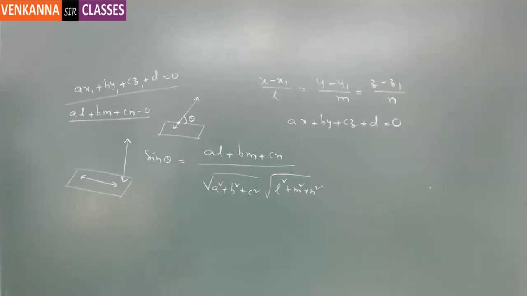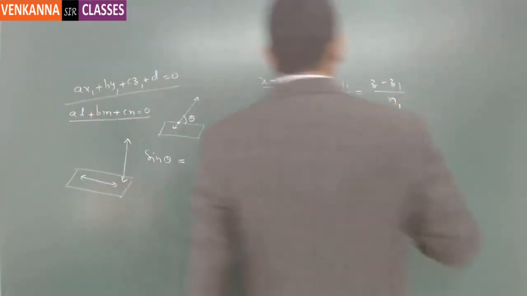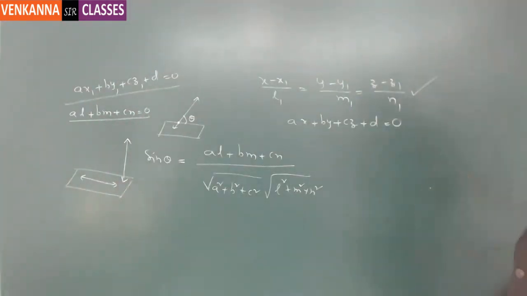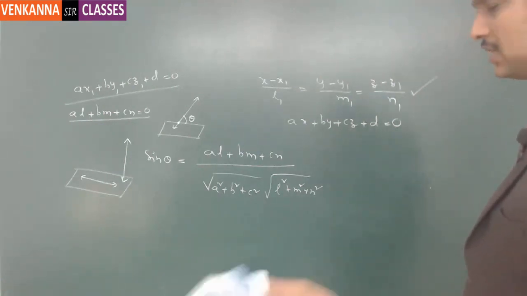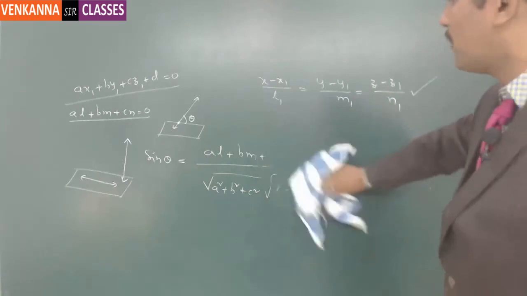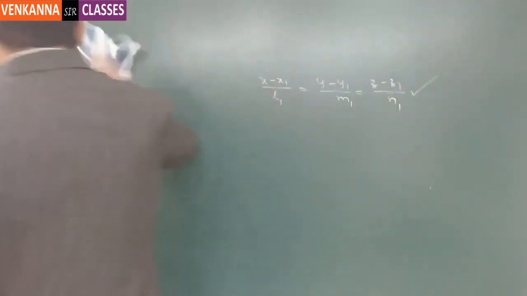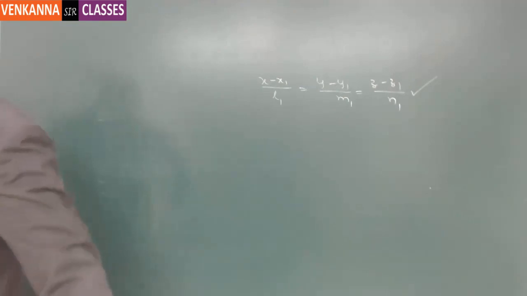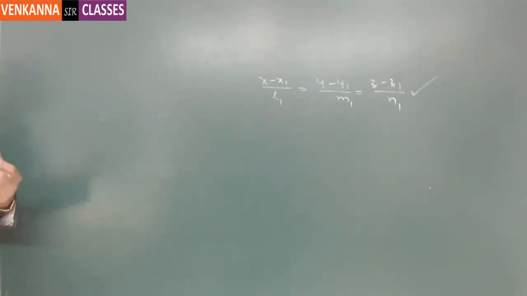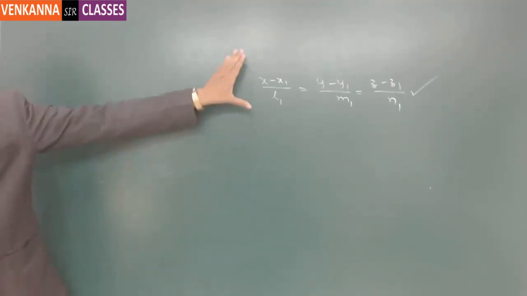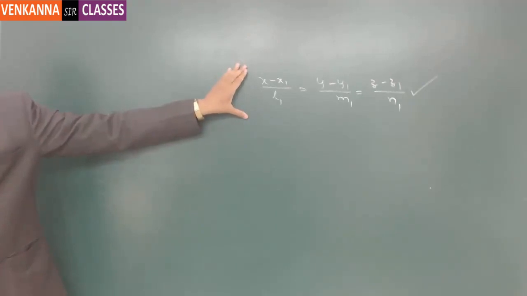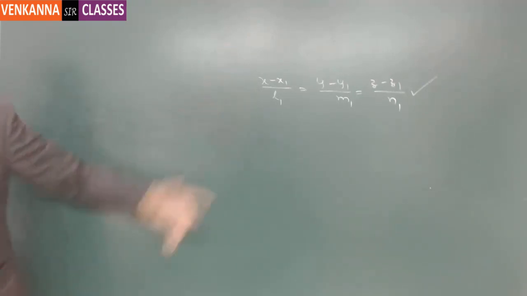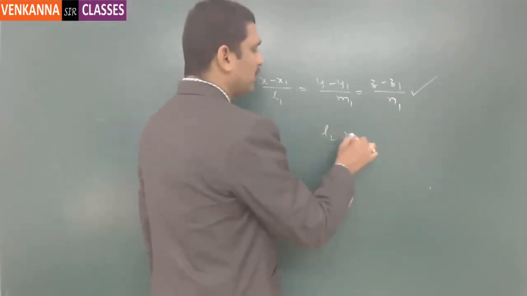Now, the next context is, I have considered the line in symmetric form. This is the line I have considered. I want to calculate the equation of a plane which is containing two lines, and also I want to find the equation of a plane which contains the first line and is parallel to another line whose DCs are nothing but L2, M2, N2.